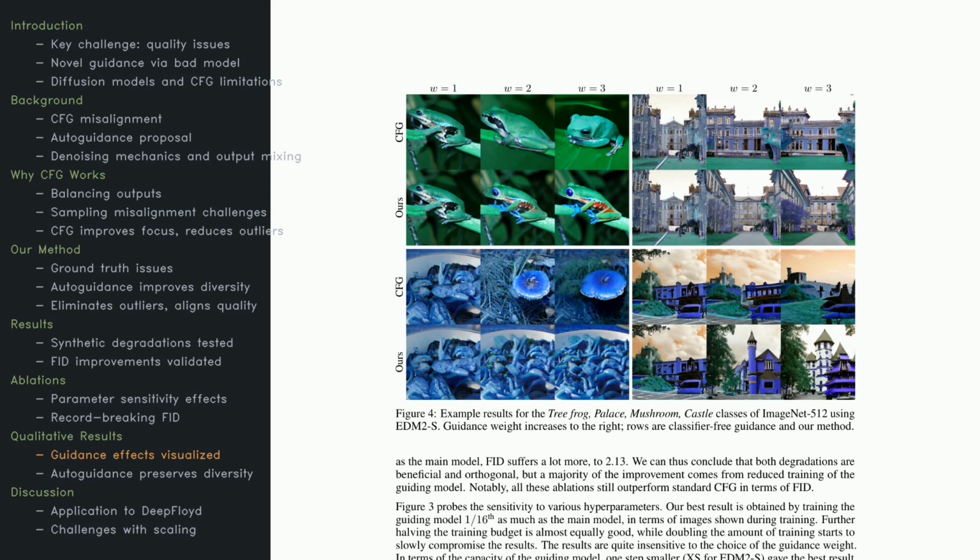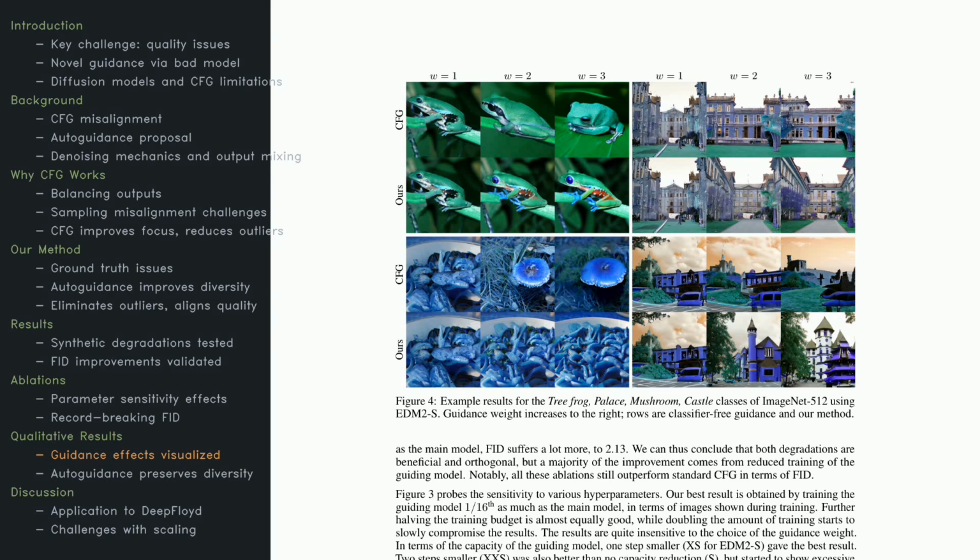So it's a balancing act. You want clarity from guidance, but you don't want to lose all diversity or produce cartoonish shapes. Autoguidance seems better at maintaining that sweet spot.